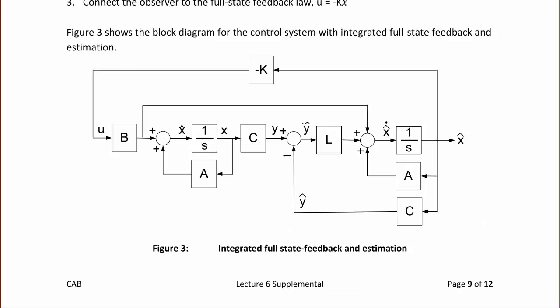Figure 3 shows the block diagram for the control system with integrated full state feedback and estimation. So this here has everything except the integral control that we just discussed. So notice we once again have the input u, we have the A, B, and C matrices, but we now also have the state variable feedback y tilde and the observer estimate x hat dot and x hat.